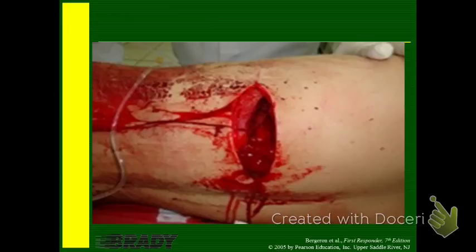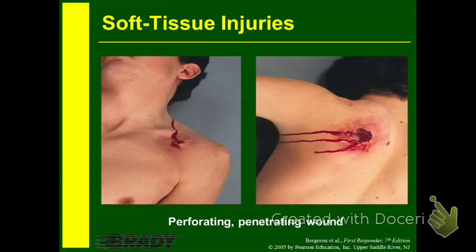This is what we were talking about, the penetrating wounds. You know, you have this sort of smaller entrance wound and a bigger exit wound. No problem, you would just cover both wounds, treat the patient for shock, as we discussed.